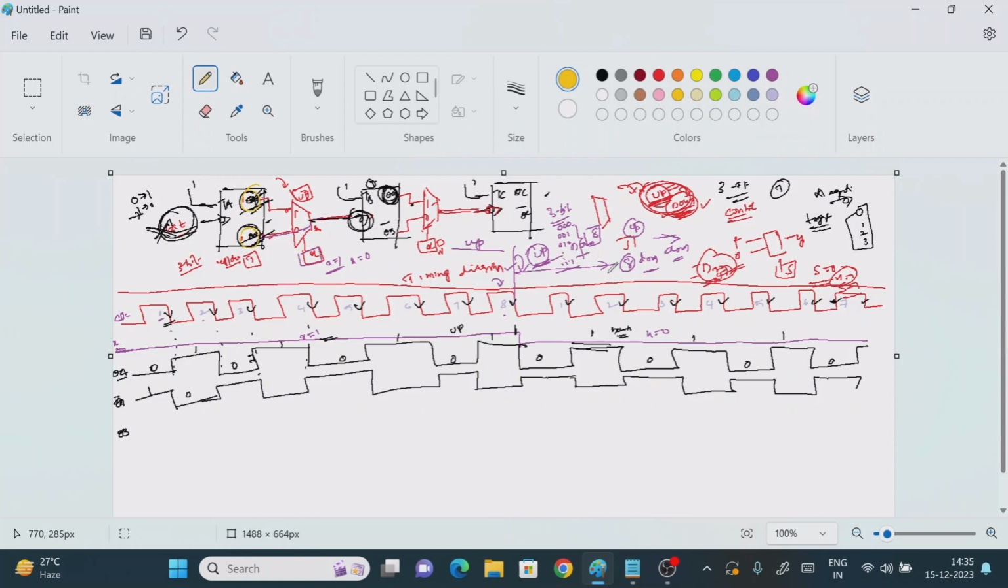So up count is from up to this one, right? We have the up count. For that I am going to consider the negative edge for the QA. So this is the starting, and these are the negative edges for the QA. Now here it is important to remember: if you want to find out the output for the down count, which one do we need to consider? We need to consider the QA bar, right?